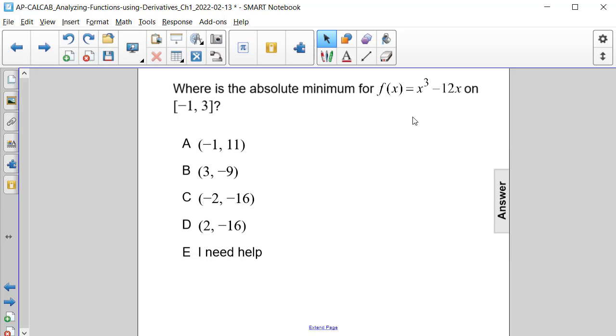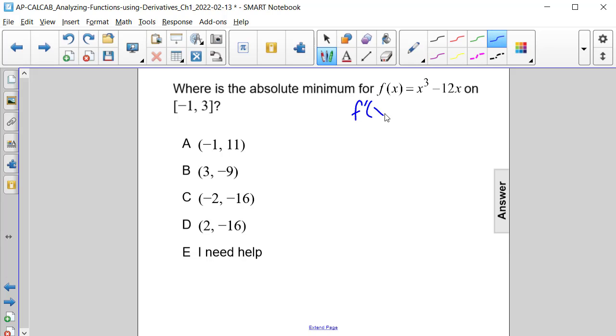Where is the absolute minimum for f of x is equal to x to the third minus 12x on the interval from -1 to +3? Let's first start by determining what f prime of x is, or the derivative. And that's going to be equal to 3x squared by the power rule, bring the 3 down, subtract 1 from the exponent, minus the derivative of 12x with respect to x will just be 12.